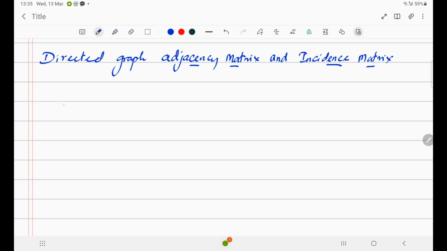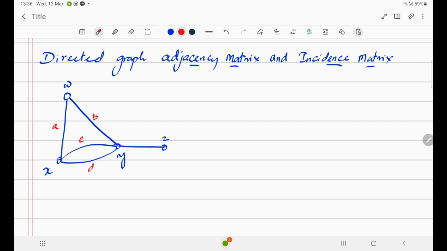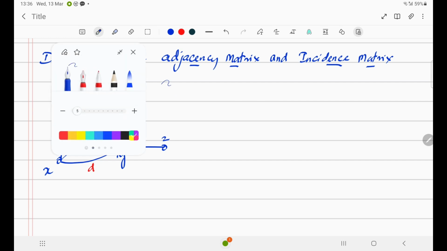So let me draw a sample graph. For example, I have a graph like this. This is a directed graph, so I keep the same names as the previous example: W, X, Y, and Z. Here I give different names as A, B, C, D, and E. I change the color pen.